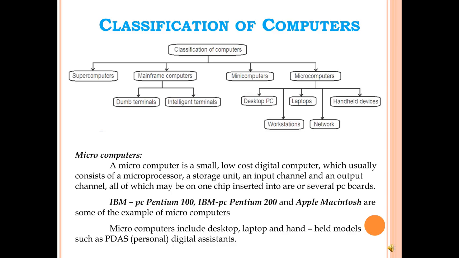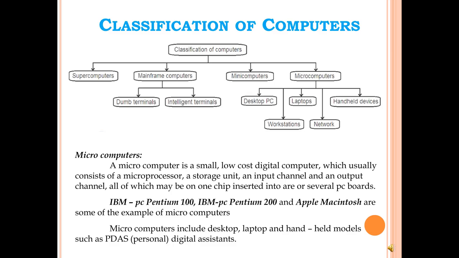Now, the computers got classified into different forms. The computer is classified as supercomputers, mainframe computers, mini computers, and microcomputers. Under mainframe computers, you can see there are two types of terminals. One is called dumb terminals, one is called intelligent terminals. And under microcomputers, you can find different computers like desktop PCs, workstations, laptops, network computers, and handheld devices.